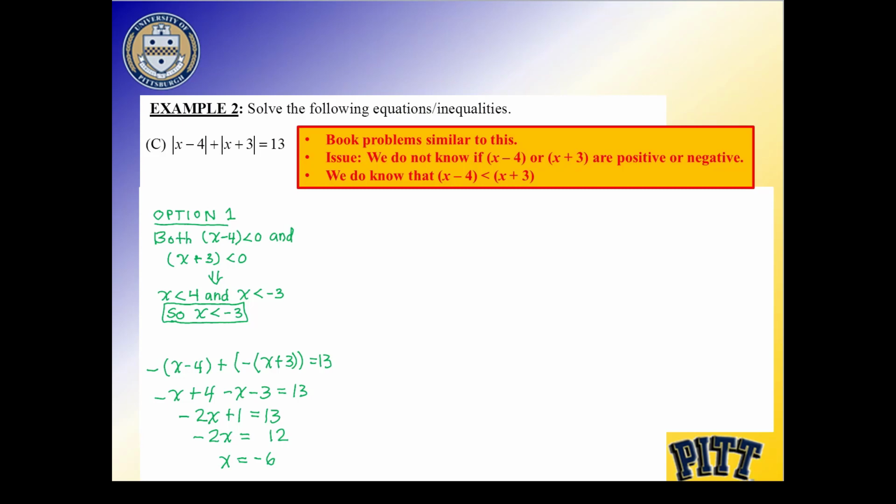And there has to be some agreement between our premise and our answer. X equaling negative 6 is certainly less than negative 3, so the premise we worked under as well as the answer we got agree with each other, so it seems to be an acceptable answer.